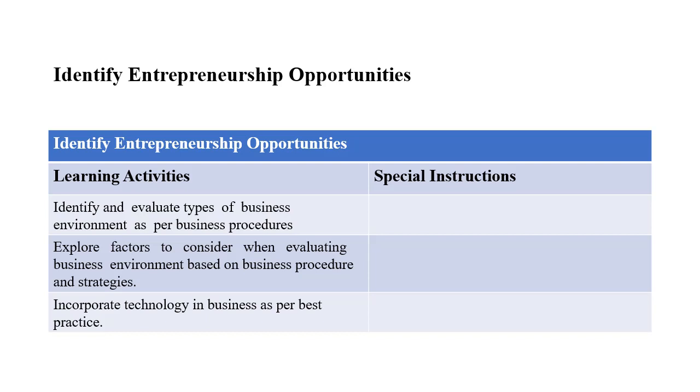Learning Activities 6: Identify and evaluate types of business environments as per business procedures. Learning Activities 7: Explore factors to consider when evaluating the business environment based on business procedures and strategies. Learning Activities 8: Incorporate technology in business as per best practices.